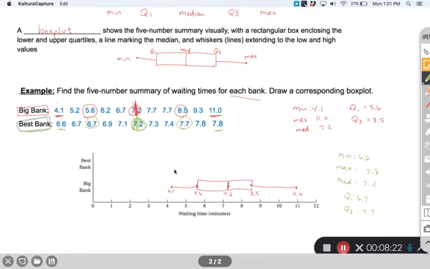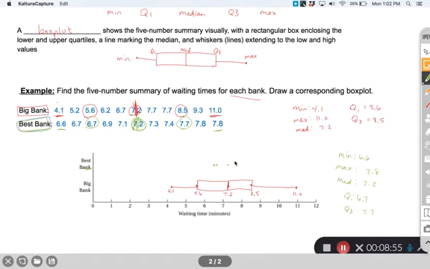So let's graph the box plot. This time Best Bank is up here, so I'm going to graph it further up on my space. Minimum is 6.6, so about right here. 7.8 for my maximum, which is right there. My median is at the same place the other one was. Q1 is 6.7, which is only slightly higher than where my minimum was. Q3 is 7.7, so that's also very close.